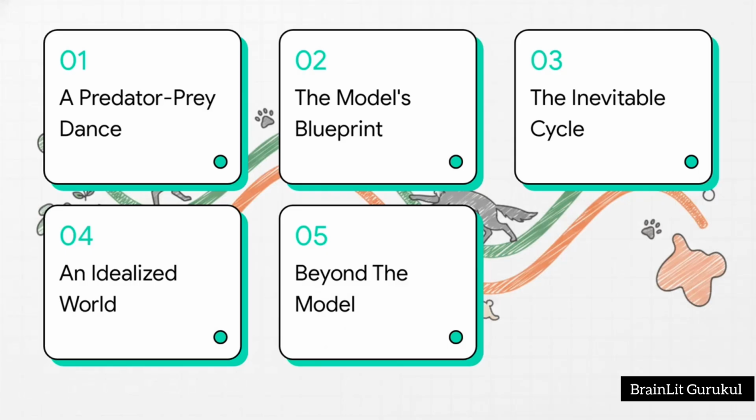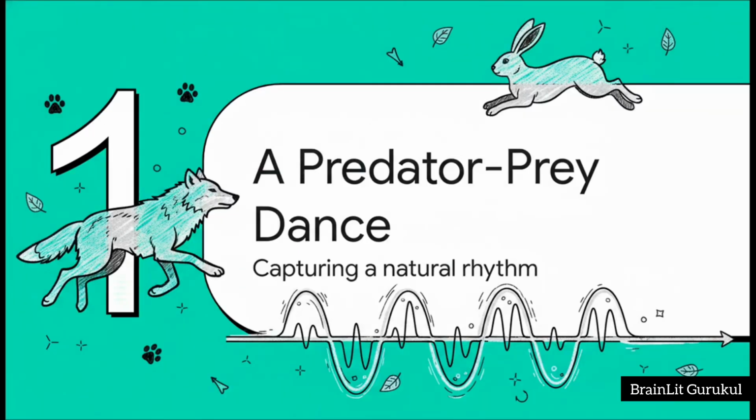All right, here's how we're going to tackle this. First, we'll get a feel for that predator-prey dance. Then, we're literally going to build the model's equations from the ground up, piece by piece. After that, we'll see the wild cycles it predicts, poke some holes in the perfect little world it assumes, and finally, see why this model is still so incredibly important today. Okay, let's dive right into part 1, a predator-prey dance.